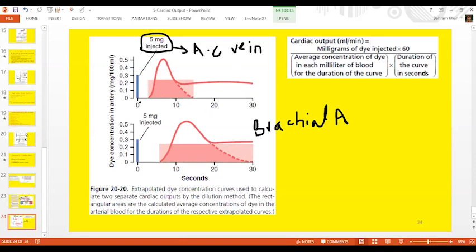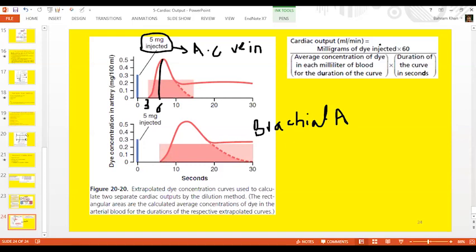So you can see there is a rapid increase in the concentration of the dye, no increase for the first 3 seconds, and the peak is around 6 seconds. After 6 seconds, there is a progressive decrease in the concentration of the dye, and we will extrapolate the curve, and we will apply this formula.